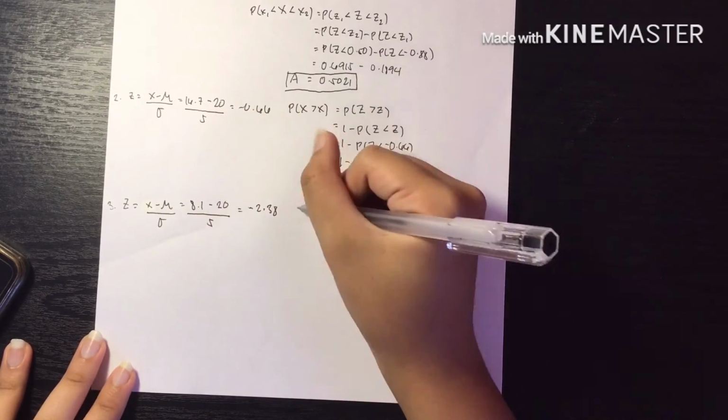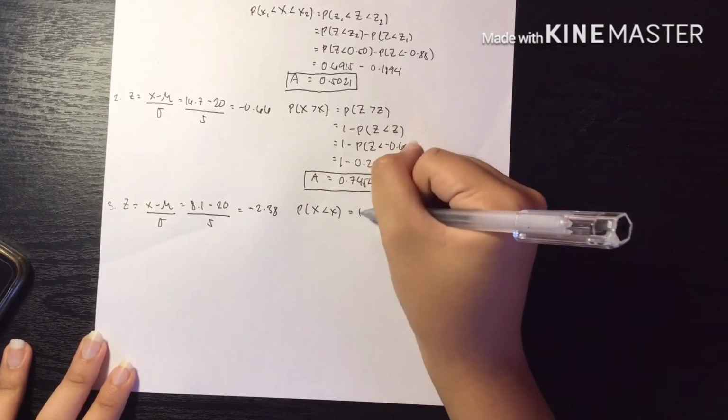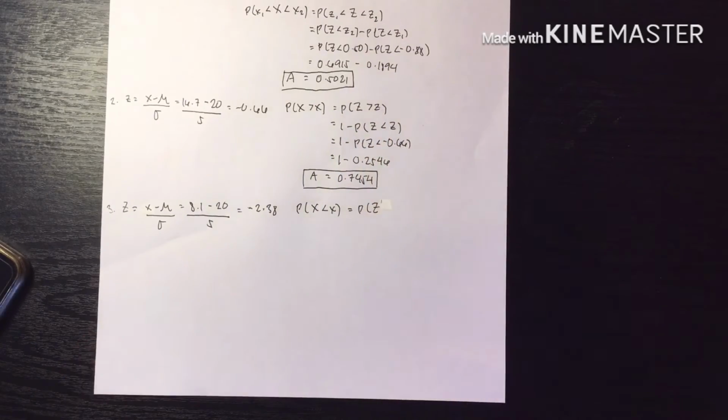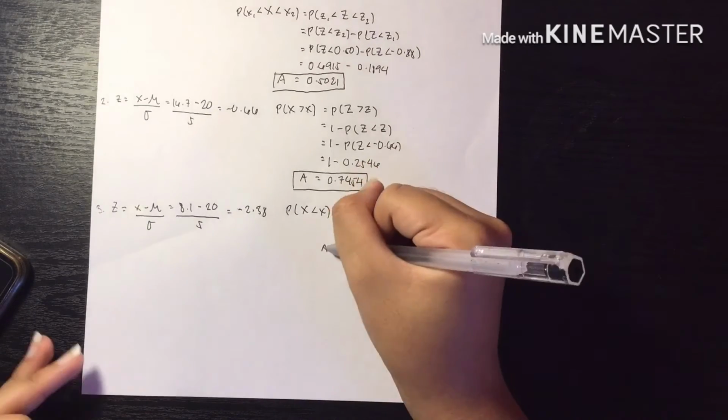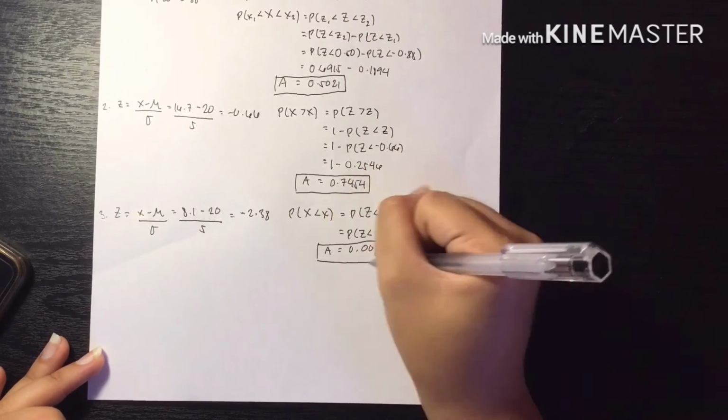Lastly, the area to the left. Same process earlier, which is using the transformation formula, substitute, and then calculate. We get the z-score, and following the formula for getting the area to the left, we get the answer 0.0087.